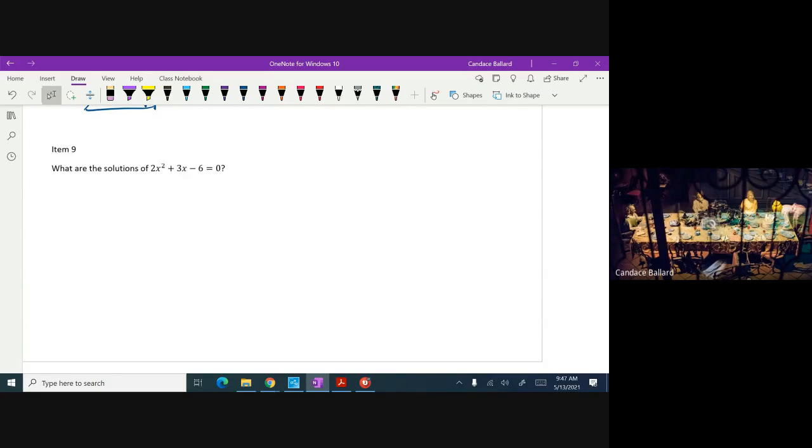Is there a greatest common factor there? Yes or no? All right, good job. There it's no, right? So what's the next thing that I need to try? If I don't have a greatest common factor, what comes next? Help me out. I want to hear from everybody.